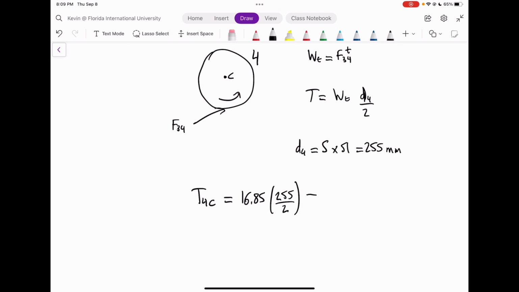So we essentially get the answer, 2,148.4. We get it in kilonewton millimeters, which is the equivalent to Newton meters. So it's 2,148.4 Newton meters if you convert the units, okay? The kilonewton and the millimeter cancel out. Now, the last question I have is, what is the direction of the torque of 4 on C? Okay, is it clockwise or counterclockwise?